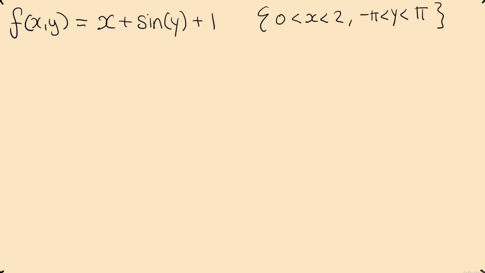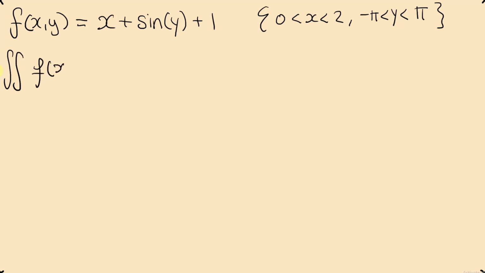So let's look at an example, right? The example I've picked here is a function of x and y, such that x plus sine y plus 1 is equal to f of x and y. And we've got two boundary conditions here: x from 0 to 2, and y from minus pi to pi. Now we can choose whichever way we want to do it first. We can integrate first with x or first with y. It doesn't really matter. I'm going to start with x, so we're going to just write our double integral formula.